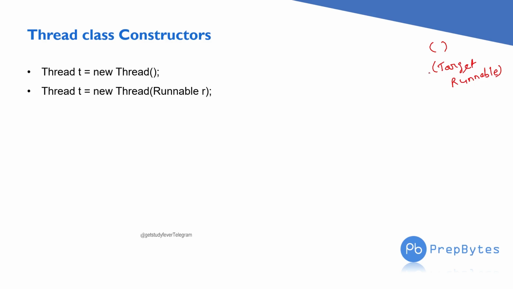So this one is a normal constructor. This one is the target Runnable constructor that we have seen. So we have seen these two. Next one is Thread t = new Thread(String name). So what is the meaning of this?